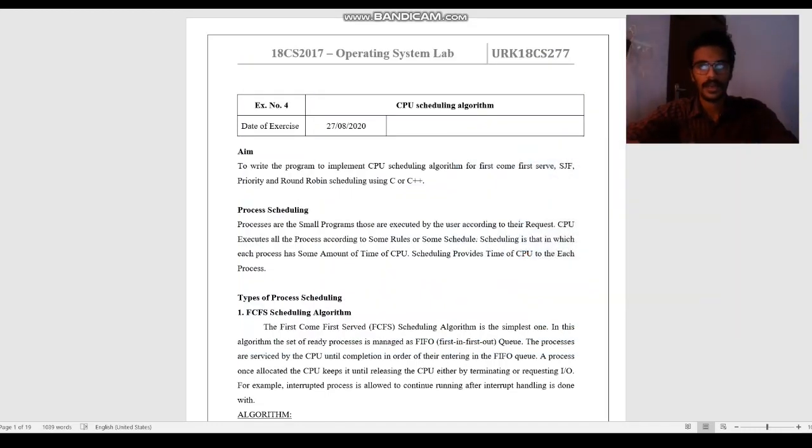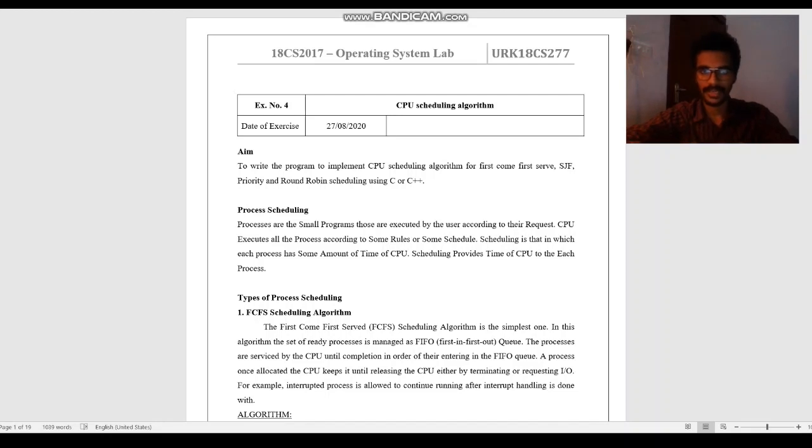Hi, I am Shevin Sam, and today I'm going to do my fourth experiment in OS Lab, and that is CPU scheduling algorithm. I'm urk18cs277, so I'm going to explain about four algorithms today. That is first FCFS, second SJF, third priority scheduling, and fourth round robin scheduling algorithm.